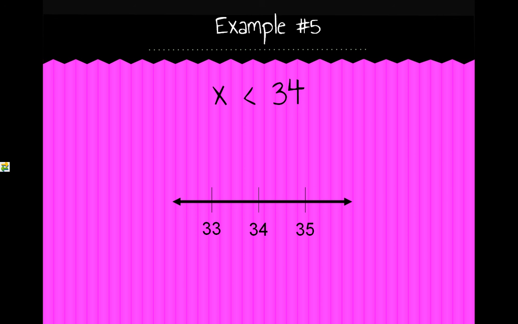Okay, so here x is less than 34, so that means that it does not include 34, so we're going to have an open circle. And x is everything less than 34, so we shade to the left.